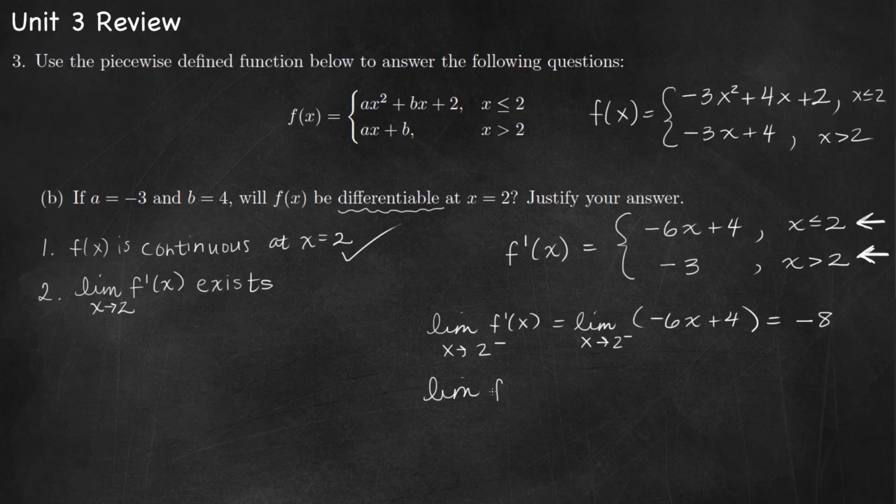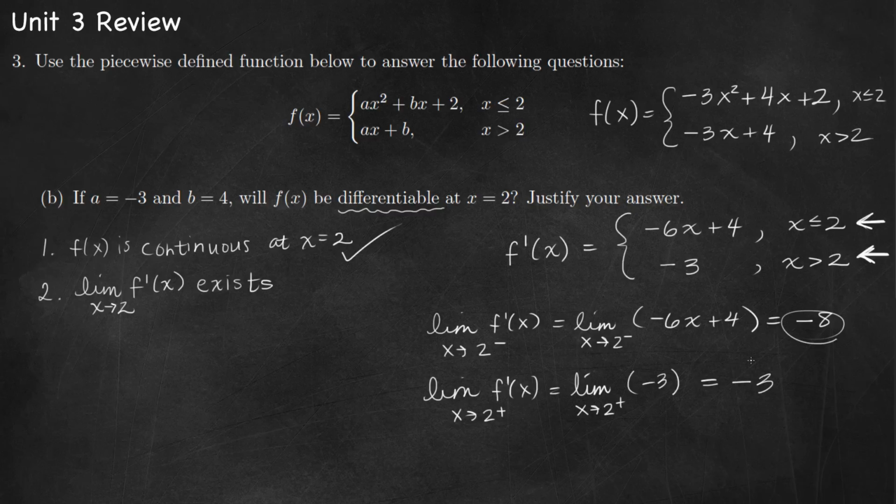The limit of f prime of x as x approaches 2 from the right-hand side, now I'm in the bottom piece of our piecewise defined function. I'm approaching 2 from the right, and we're just taking the limit of negative 3 as x approaches 2 from the right. So we'll find this limit using substitution, but there is no x to substitute the 2 into, so this limit is just negative 3.